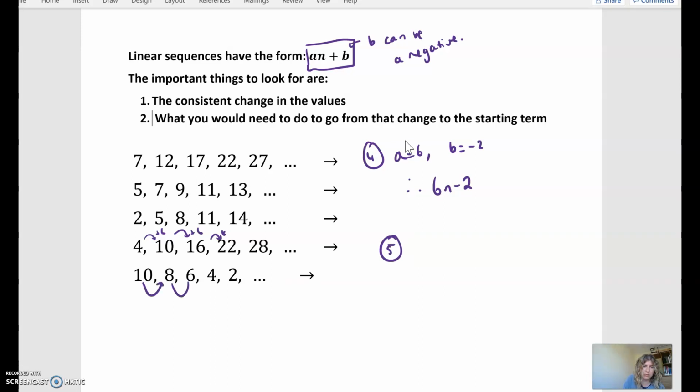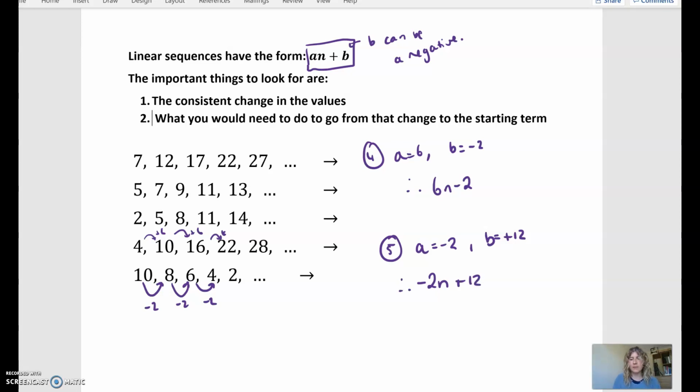Now for this next one, we're decreasing by 2 every time we go down. Okay, so a is minus 2. Now b, a little bit trickier. To go from minus 2 all the way up to 10, we've had to add on 12 to get there. Okay, so if you imagine that when n is 1, you would expect to have minus 2, but you've actually got 10, so you've had to add 12. Okay, so our formula should be negative 2n plus 12. Okay, that's your answer for that one there.